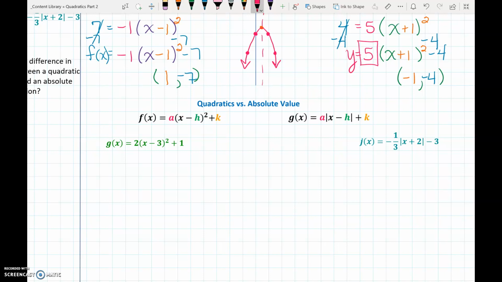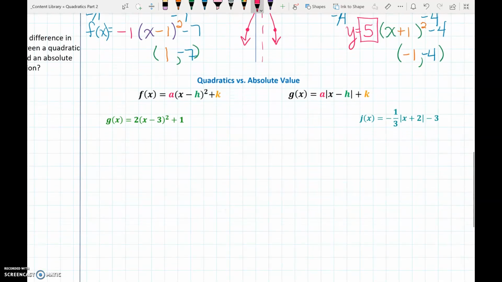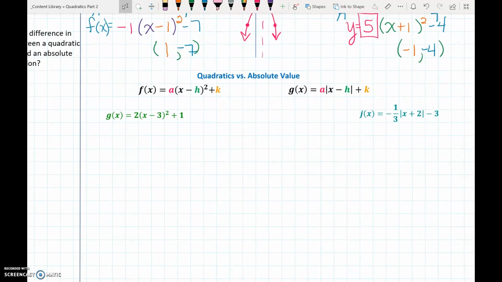So our H, K is still our vertex. Yes, H is always going to be opposite, which is why it always says minus. But I'm going to show you the difference with the A term. So g of x, awesome. It's already in vertex form. Less work for us to do.